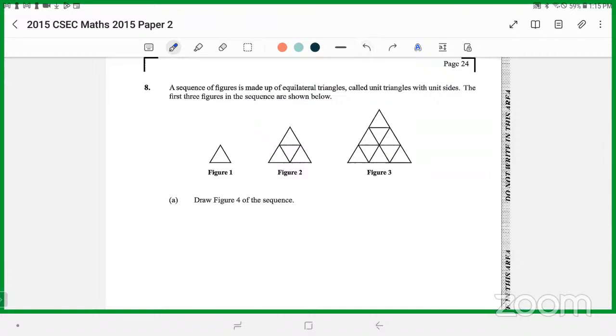This question says a sequence of figures is made up of equilateral triangles called unit triangles with unit sides. The first 3 figures of the sequence are shown. Draw the 4th one. So let's look at what is happening now. Basically, the length of the side here of this one was 2. Look at this. Length of the side of this one was 1 first. And then this one now, the length of the side is 2, and then put 2 unit triangles in it. Then this one came to 3. And then the next one is going to be 4, right?